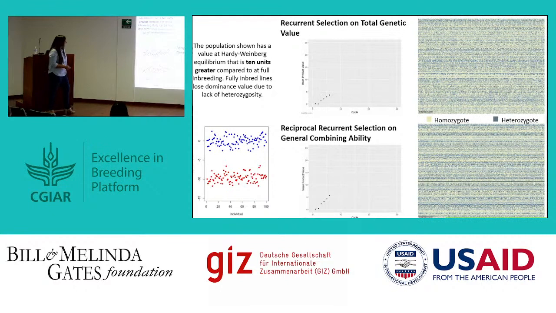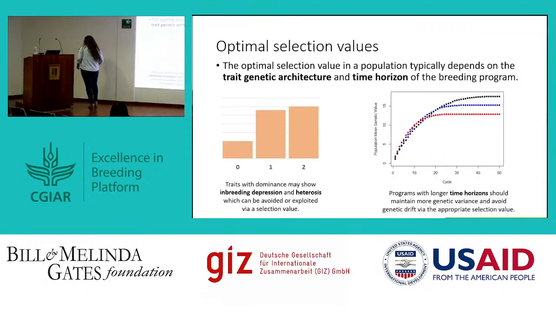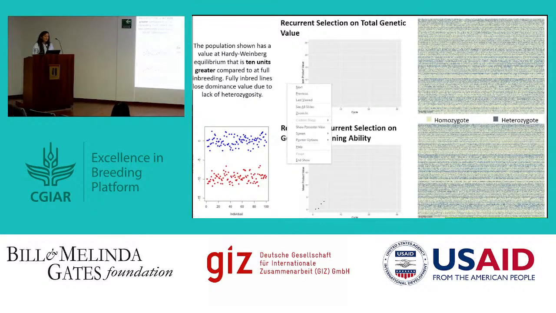So let's go back for a second. I'm going to start by showing you how using a good selection value in a case when you have dominance leading to inbreeding depression and heterosis can improve your breeding program. So we're going to make up a population. And at Hardy-Weinberg equilibrium, when it's nice and outbred, it has a value that's 10 units greater compared to if you fully inbred it. So some of your crops may be like this, right?